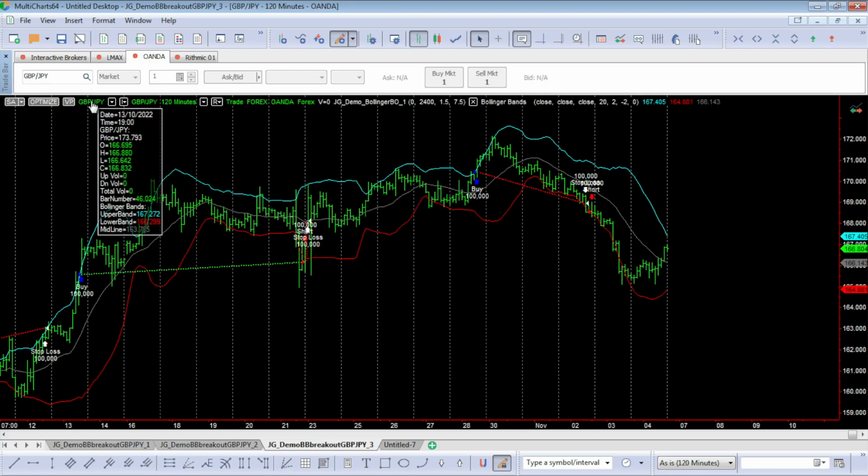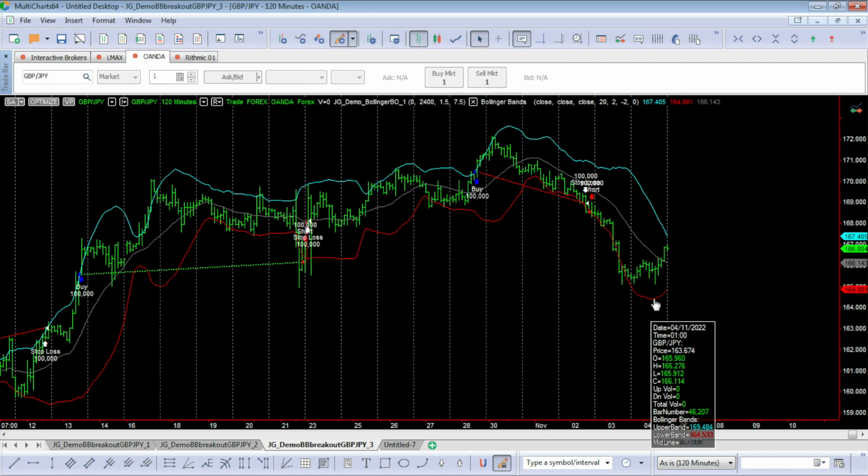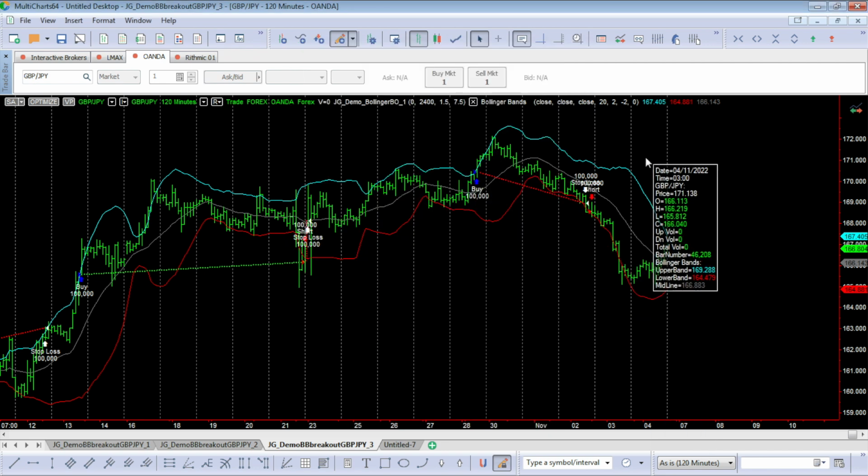Now, let's go and have a look at the final version of this Bollinger Band strategy on the full data set. Here's the last workspace with the full data set. You can see now we're using data from 1st January 2008 through to the 1st of the 1st, 2023. We haven't got data through to 2023 because we've only got data up until the 4th of November 2022. So let's have a look at the performance report.